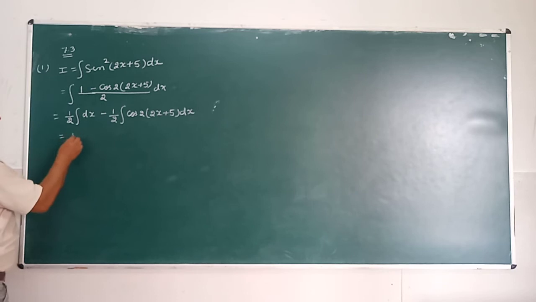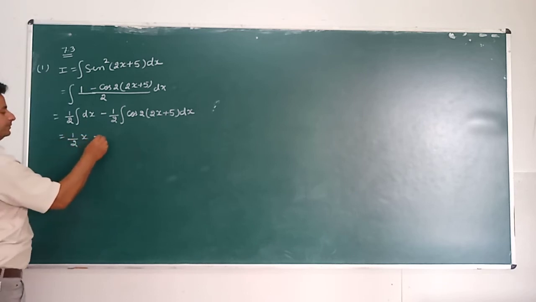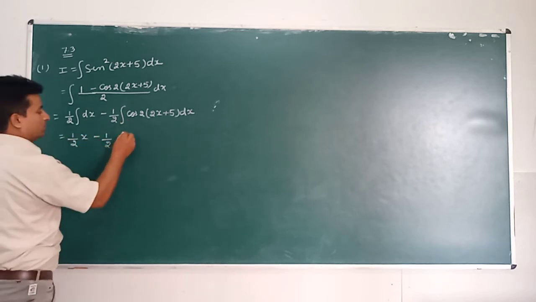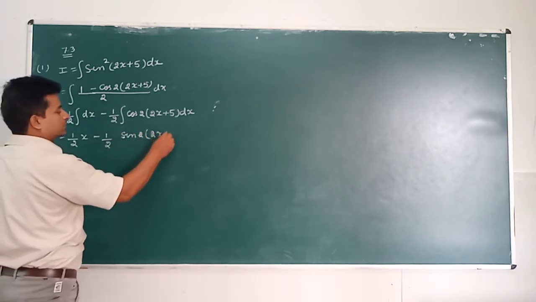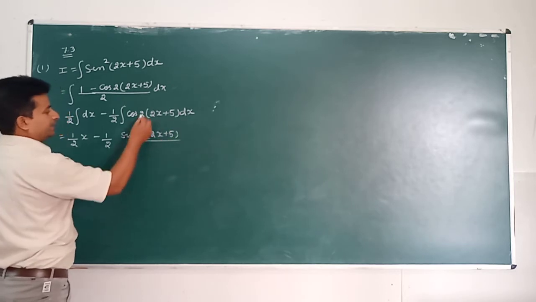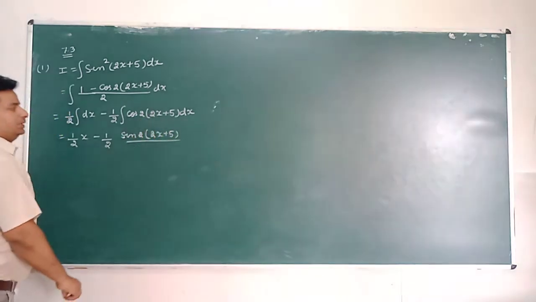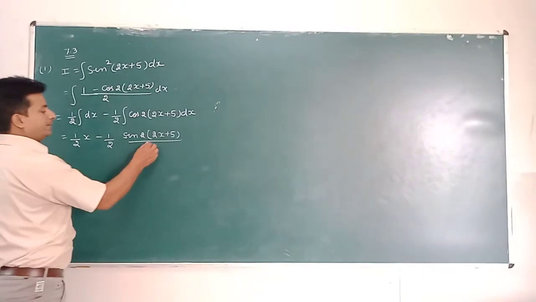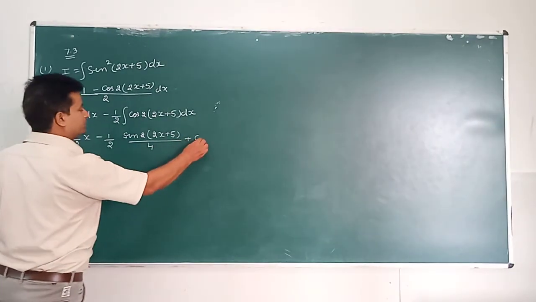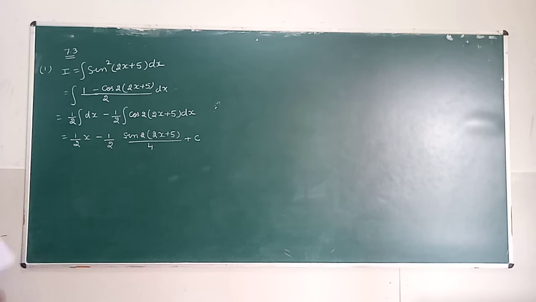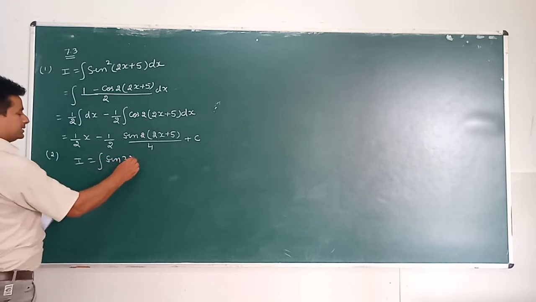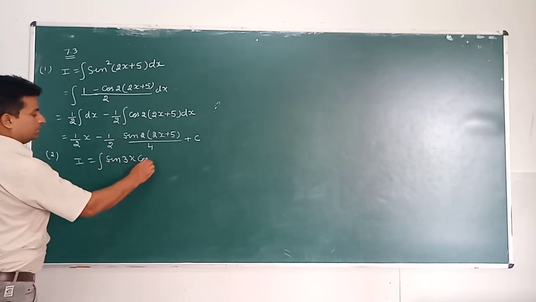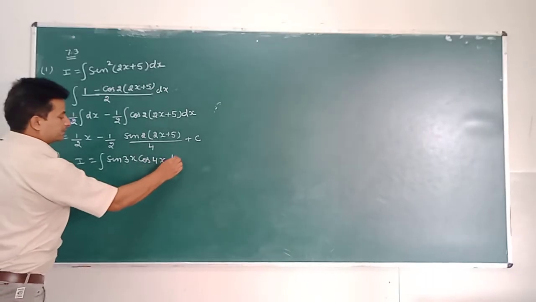So integration of dx is x, and integration of cos is sine of 2 into (2x plus 5) divided by, when we multiply this, the angle is 4x plus 10 and its derivative is 4. This is the answer. In the second question, I is equal to the integral of sin 3x into cos 4x dx.